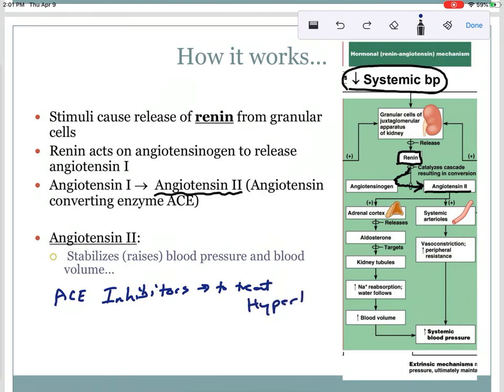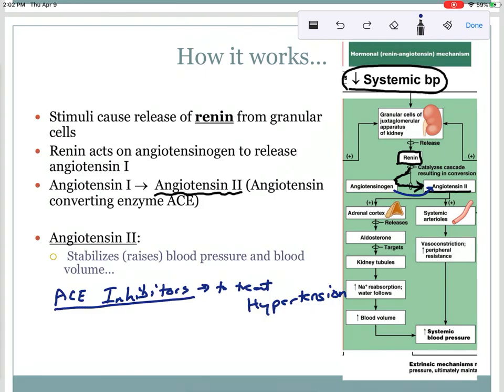Hypertension is high blood pressure, right? And this is where we can understand how these ACE inhibitors work. ACE is the enzyme that allows angiotensin 1 to be converted to angiotensin 2. That's what it stands for, angiotensin converting enzyme, ACE. It is the enzyme that allows for the conversion of angiotensin 1 to angiotensin 2.